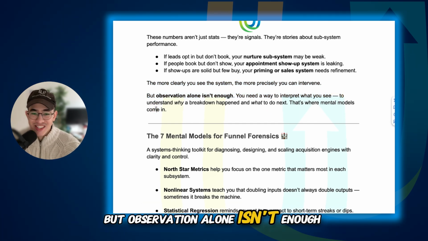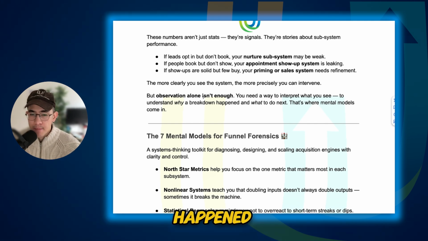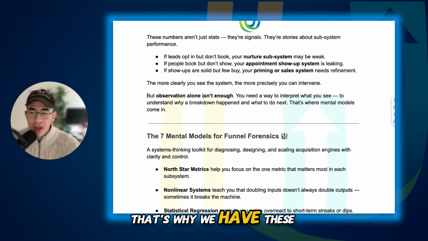But observation alone isn't enough. You need a way to interpret what you see, to understand why a breakdown happened and what to do next. That's why we have these mental models.